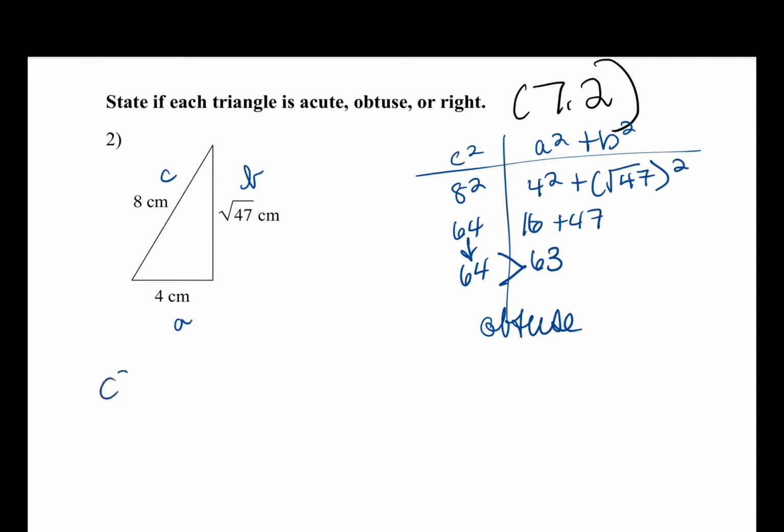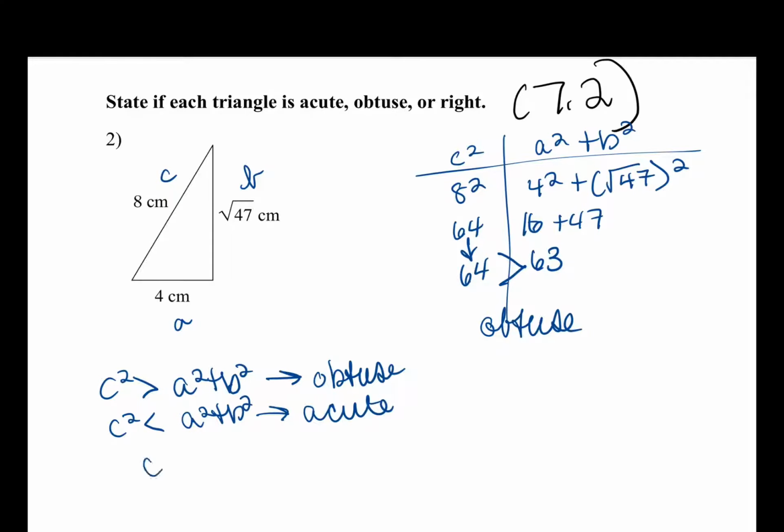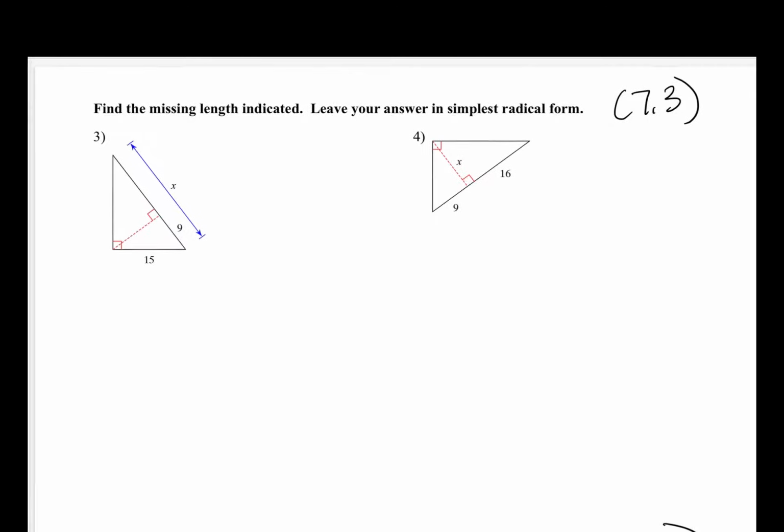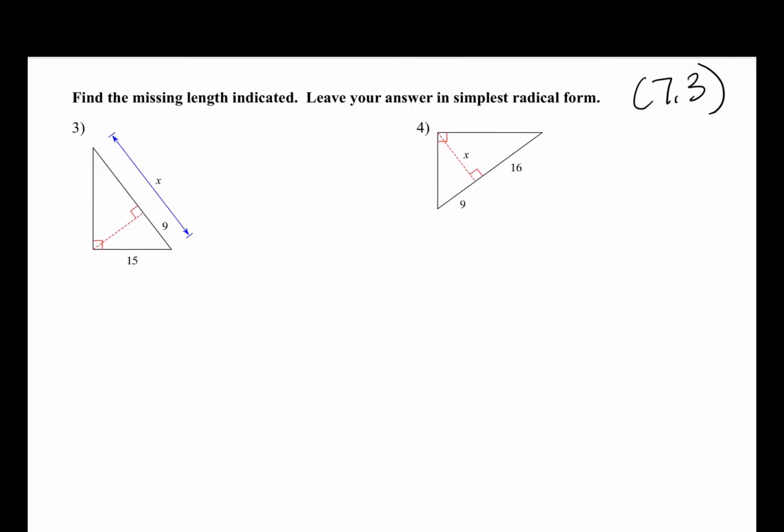If c squared is greater than a squared plus b squared, we have an obtuse triangle. If c squared is less than a squared plus b squared, then it is acute. If c squared were to equal a squared plus b squared, then it would be a right triangle. So it's always a good idea, when you make this chart, to keep c squared on the left. That way you don't get confused comparing them.